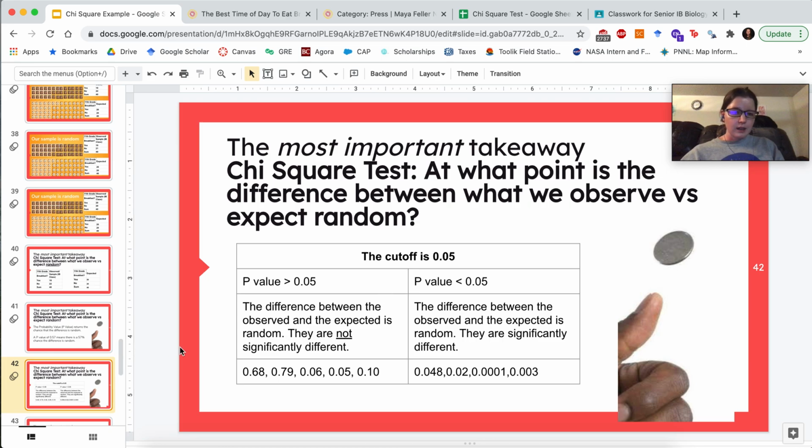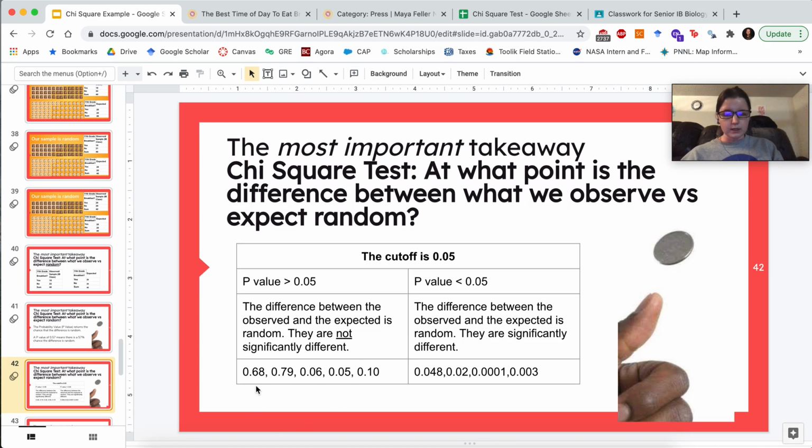But we have to choose a cutoff. What p-value is the cutoff? What probability is the cutoff? And we've decided the cutoff traditionally is 0.05, 5%. So if the probability value is 0.05 or greater than 0.05, or I guess the randomness is greater than 0.05, the difference between the observed and the expected is random, and they are not statistically different.